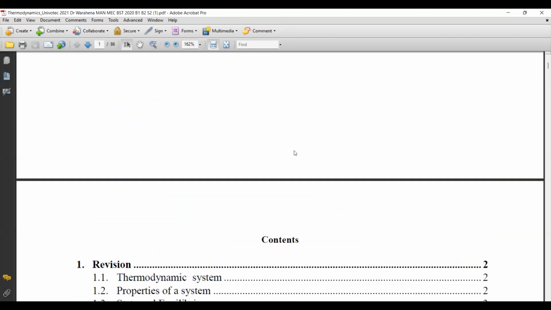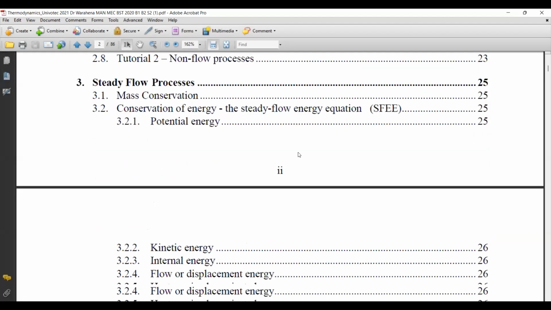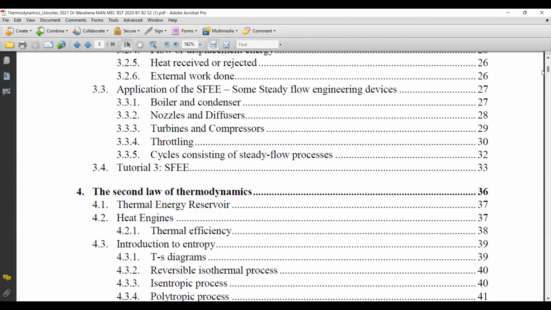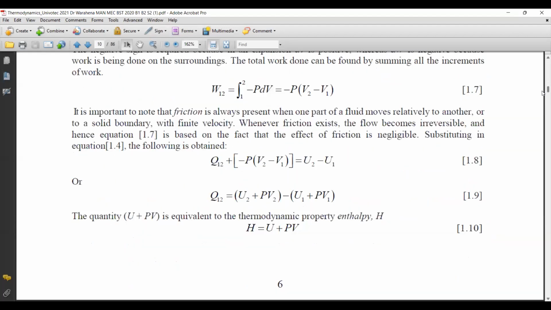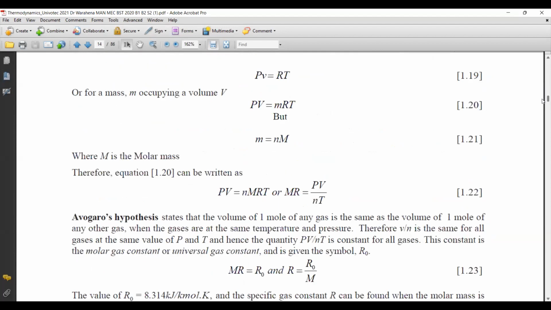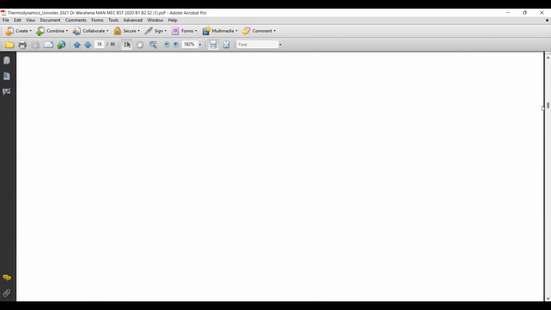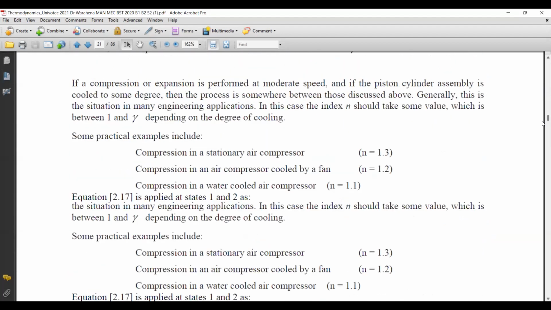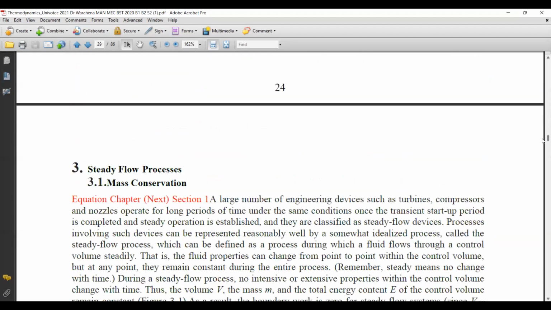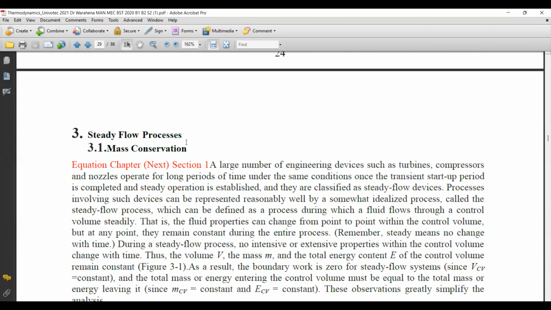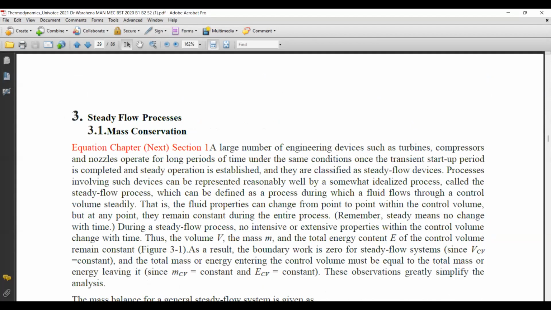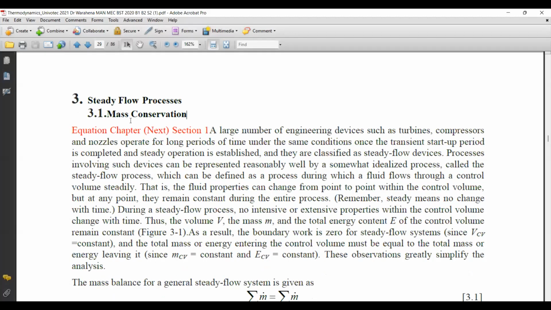This is your notes. Sorry, one-time note. I already passed this to you. We will look into it. So you have to read this. You have to really read and understand this. Now, you need to pay attention to this, topic number 3. Okay. Steady flow processes.